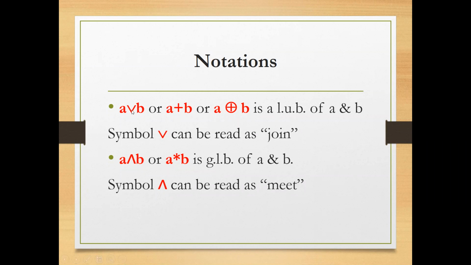So whenever you see this symbol, then you will know it is the least upper bound, or if you write A plus B, then it is also the least upper bound, or by this symbol. Similarly, this is the symbol for the greatest lower bound. These are the two symbols which denote the greatest lower bound.